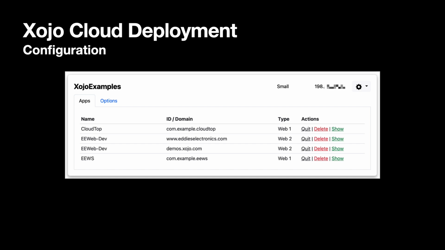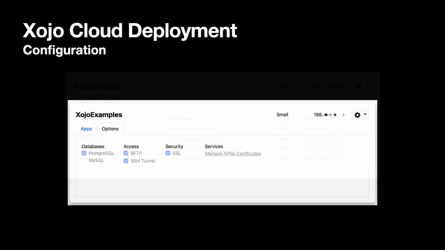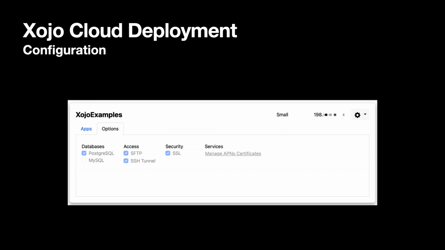You can quit an app, you can delete an app, etc. You can also see the size of the server. You can see this one's a small server, and it will show you the IP address as well to the right of the size. There's also a menu there, and we'll get to that in a minute. So in the control panel, there are 2 tabs, apps and options. Apps is obviously for dealing with individual apps running on your server. And then the options tab is for things at the server level itself, server level features.